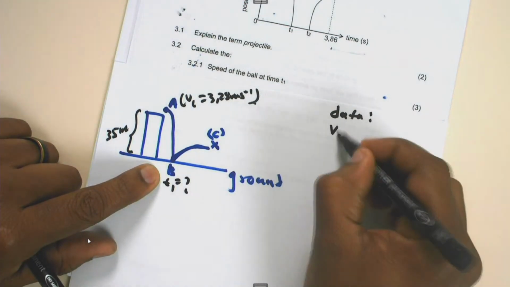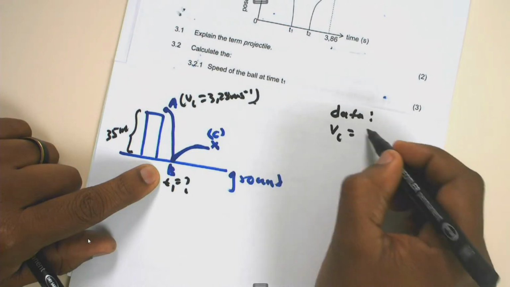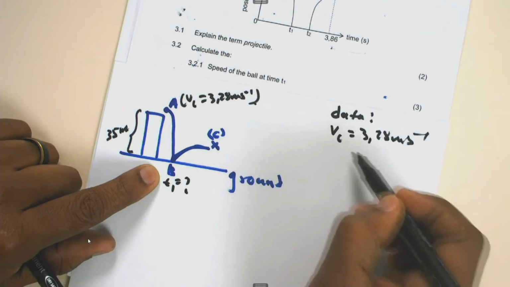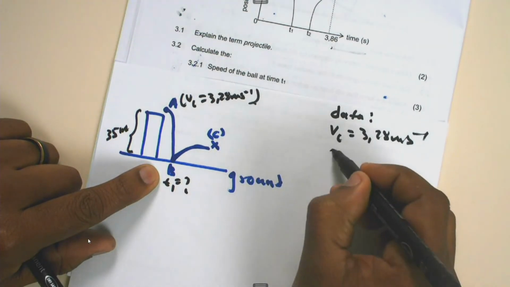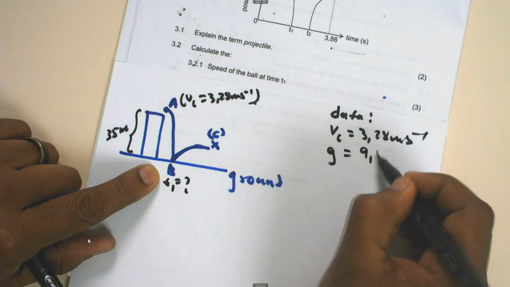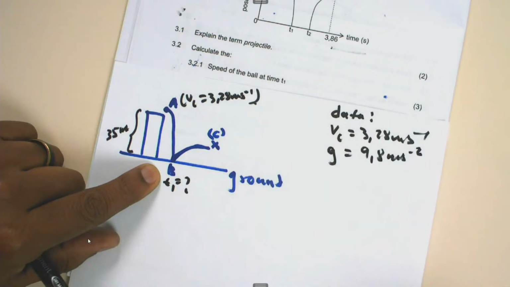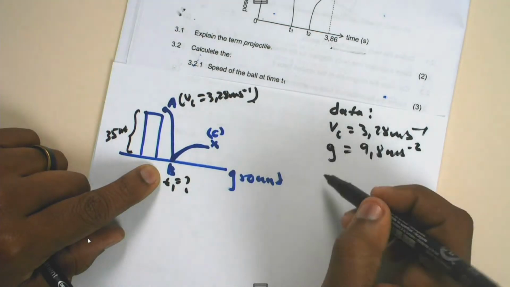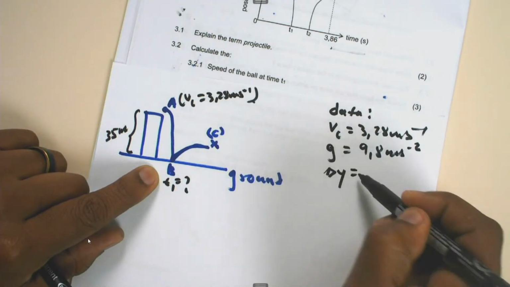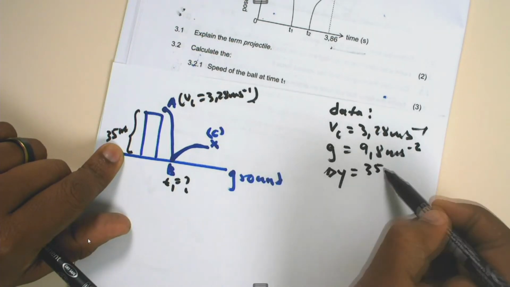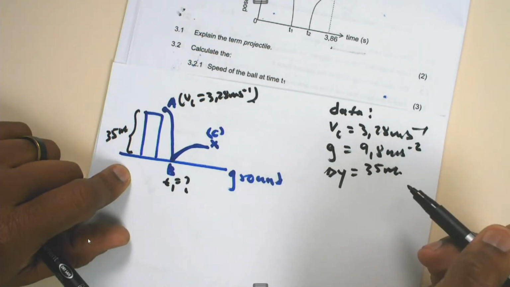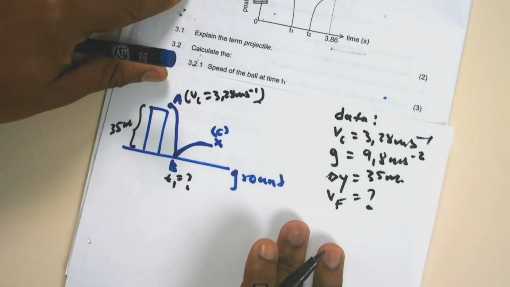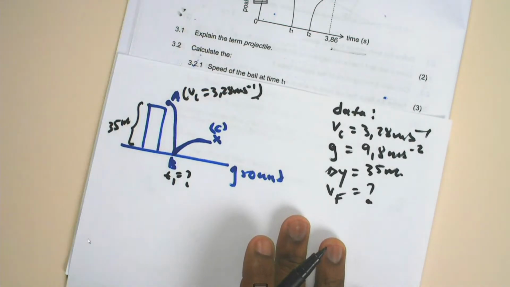So at A, I have initial velocity, which is equal to 3,28 meters per second. What else do I have? I have g, which is 9,8 meters per second squared. What else do I have? I have delta y, which is given as 35 meters. Can I calculate Vf? Yes, I can, because the question is the speed of the ball.